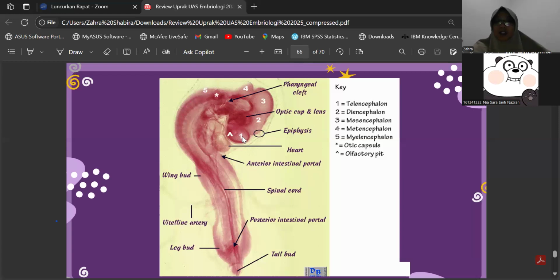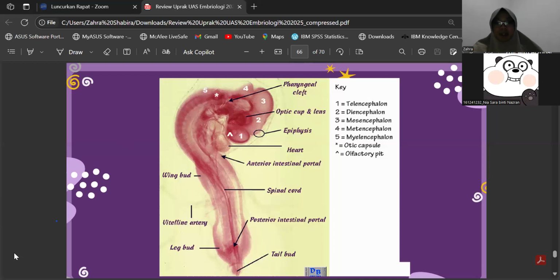Aside from having 5 brain parts, the eyes also change. The eye is already developed into optic cup and optic lens. Optic vesicle at 48 hours changes name to become optic cup. Stomodium is already attached with pharyngeal cleft and also with AIP.